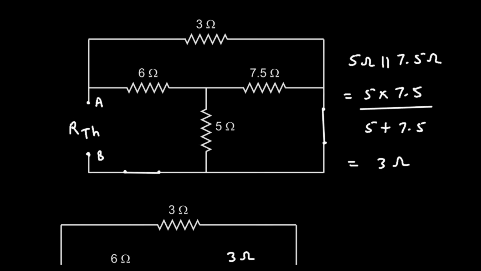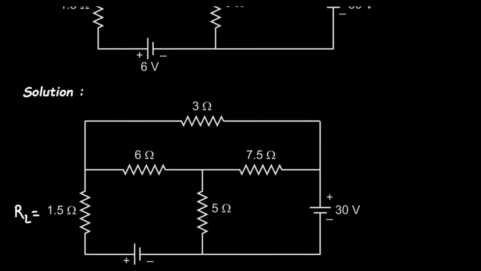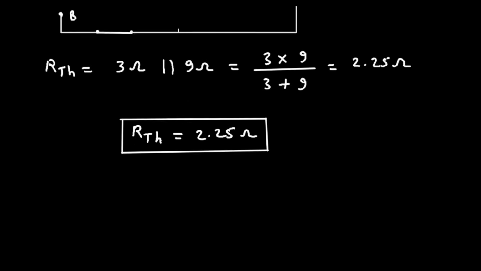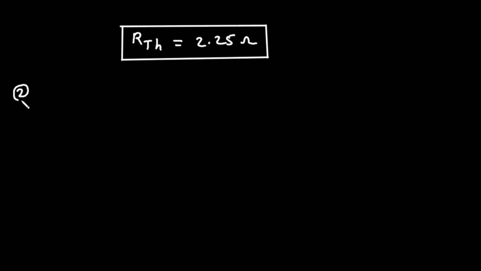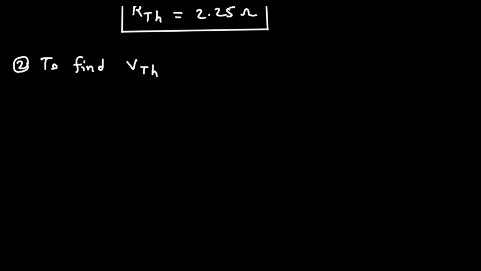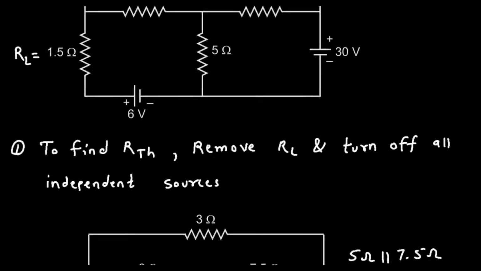Now the next step is to find the value of VTH. So step number 2, to find VTH. To find VTH, again we have to remove RL and find VOC. VOC is the open circuit voltage.